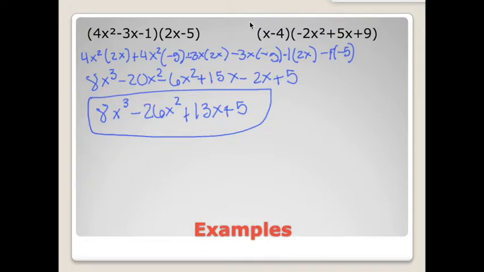Okay, let's do the next one. So we are going to distribute our x to all three terms. Then we are going to distribute our negative 4 to all three terms. Okay, so let's try that out. Let's do the x first. So we have x times negative 2x squared plus x times 5x plus x times 9.